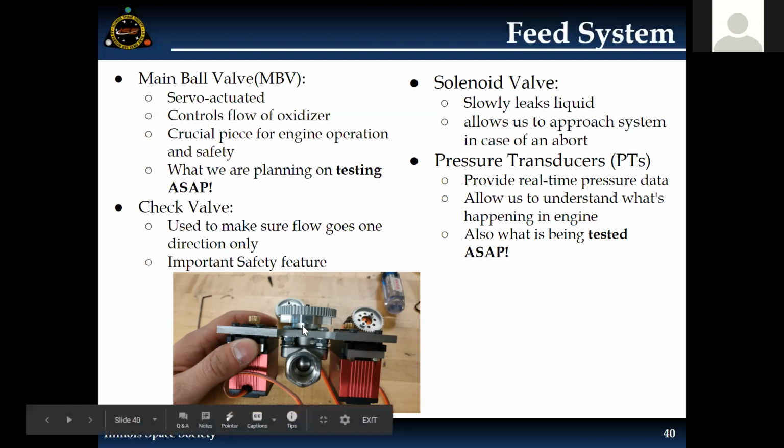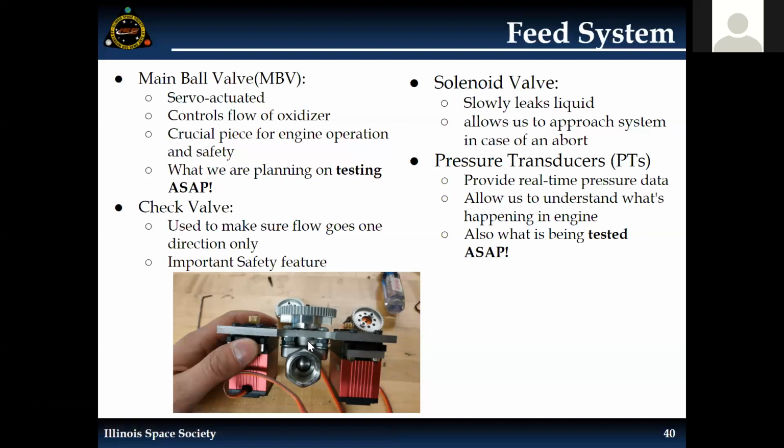Our main ball valve has two servos, which are these two red things, and it has a gear system. As the servos move, they connect by gears to the valve, and that's how we rotate it. As I said, it controls the flow of the oxidizer, and it is a crucial piece for engine operation and safety. It's called the main ball valve because it is the main valve. It's what keeps all the oxidizer in the oxidizer tank until we want it in the combustion chamber. So it's very important there.